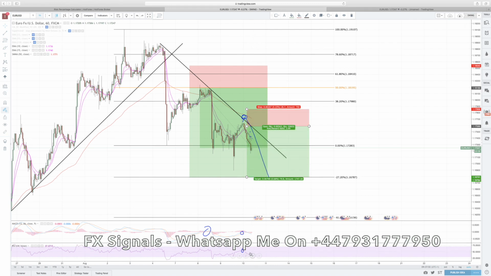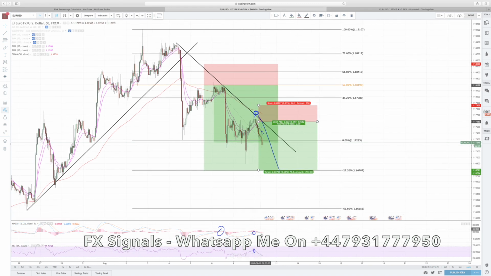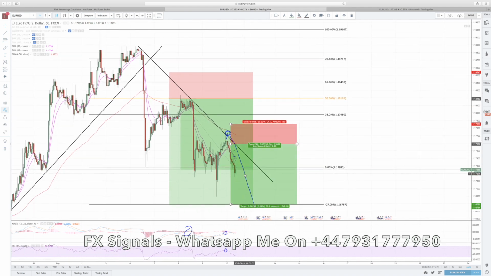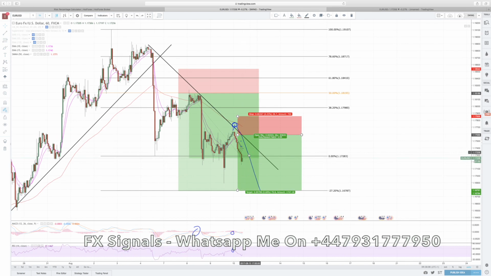Obviously, RSI is quite low on the indicator. The MACD's crossed over, so that's indicating that this trend's likely to continue. But basically, we're just going to wait till minus 27%. I thought I'd show you guys how I trade it, what strategy I'm currently using and how it's performing. It's performing very, very well.